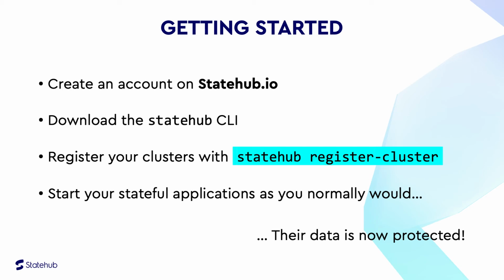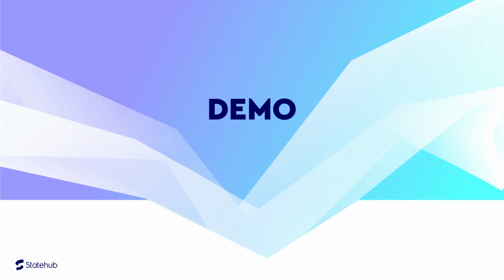To get started with Statehub, you need to have a Statehub account, download the Statehub CLI, register your clusters, and then simply use Kubernetes like you normally would by deploying your stateful applications, and their data will be on Statehub protected. I will now show you a demo that will showcase the features and capabilities of Statehub when it comes to application mobility, disaster recovery, and ultimately business continuity.